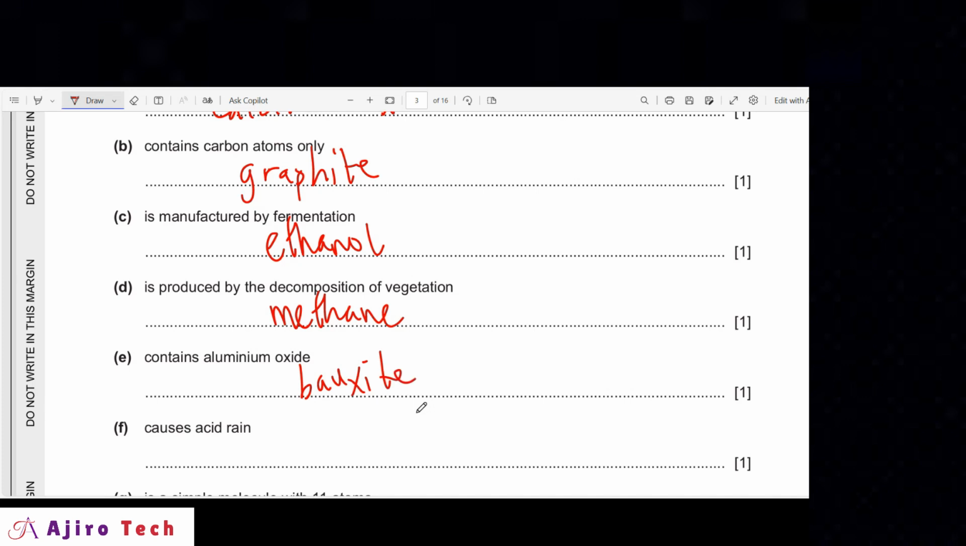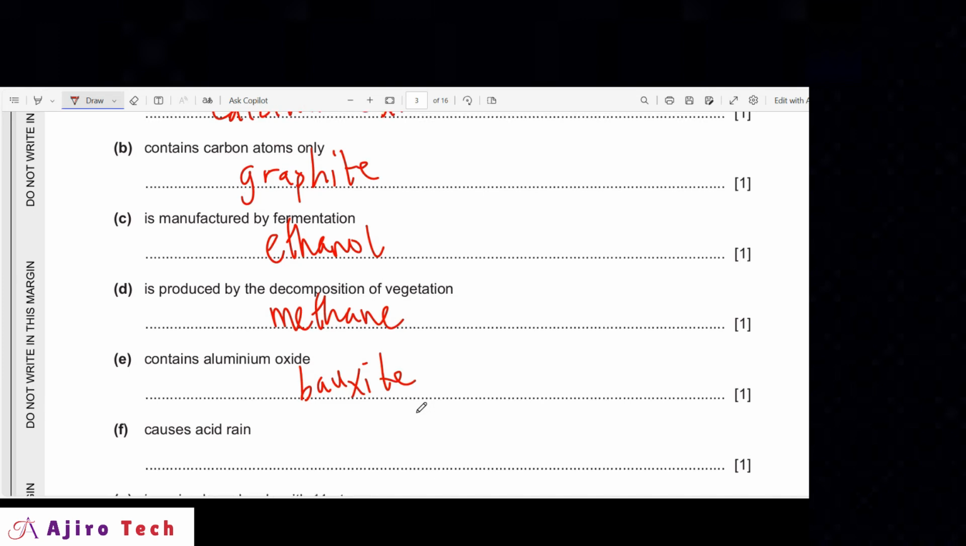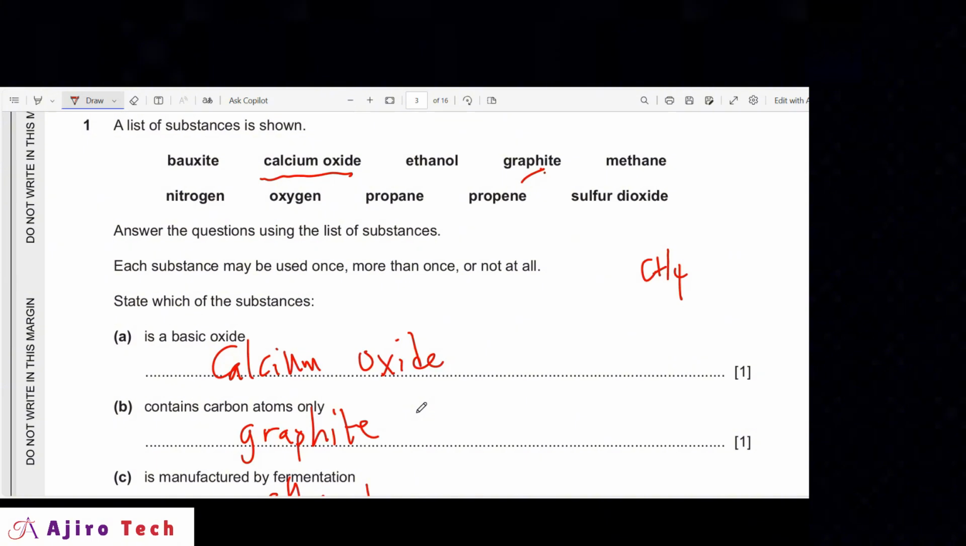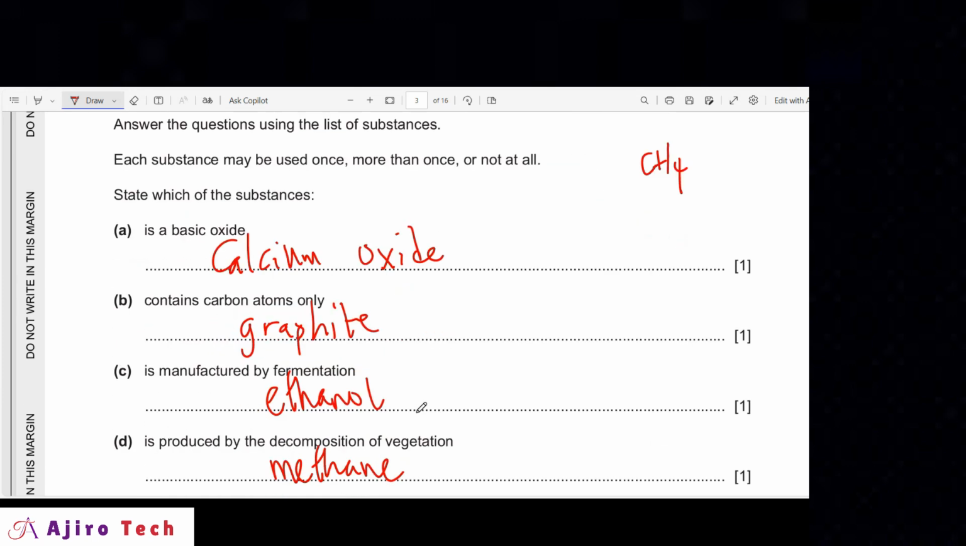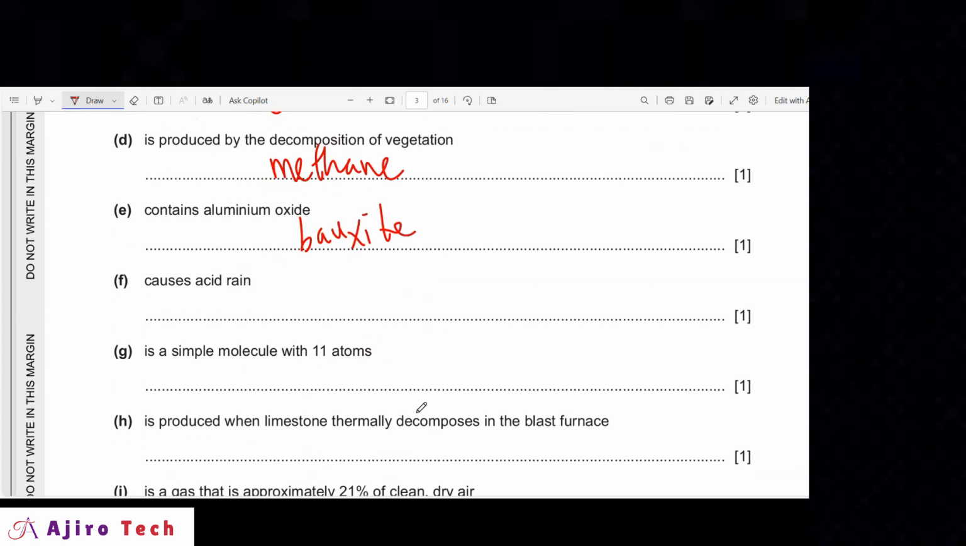All right, which of them causes acid rain? Now, two oxides are likely to cause acid rain. Either we have sulfur dioxide, and then the oxides of nitrogen. Now, we do not have oxides of nitrogen in this option, but we have sulfur dioxide. So that is going to be the answer here. Sulfur dioxide.